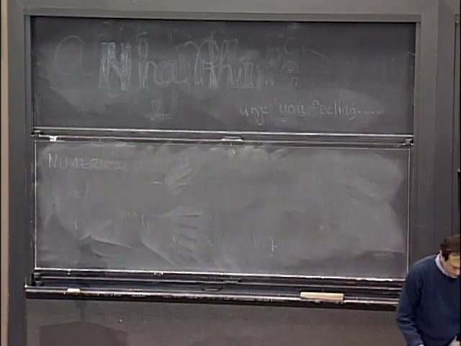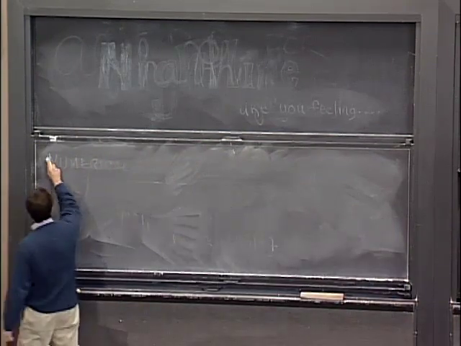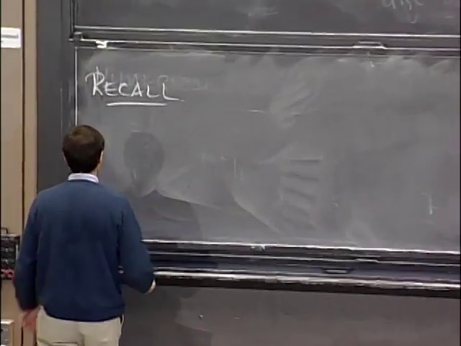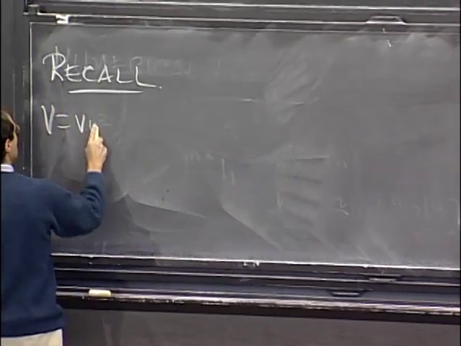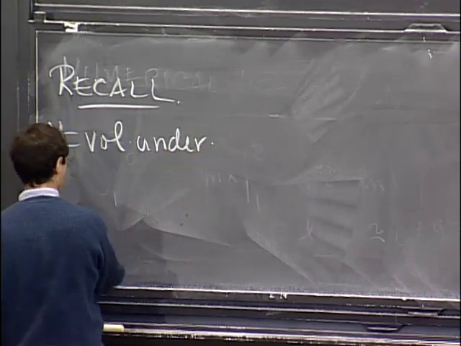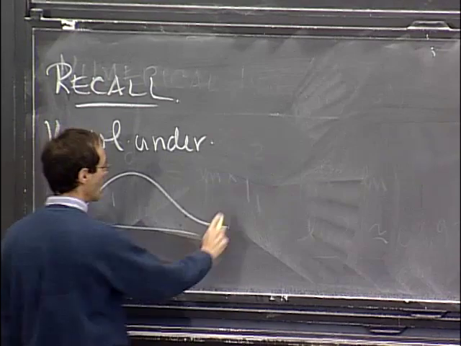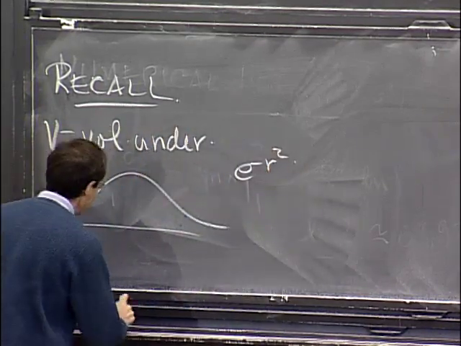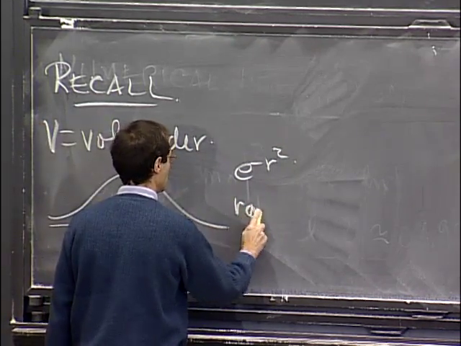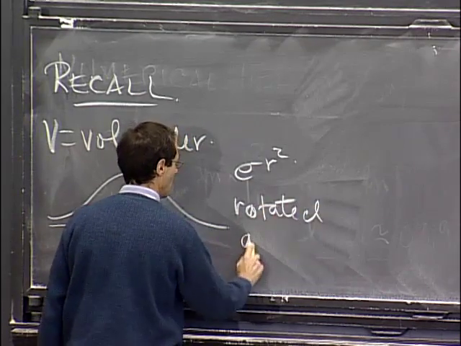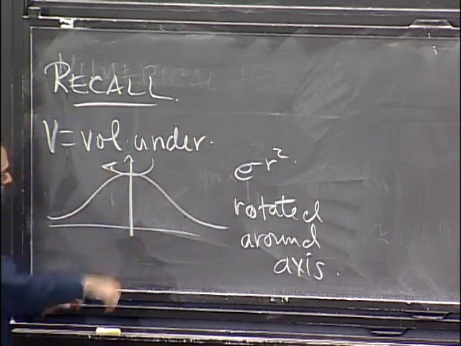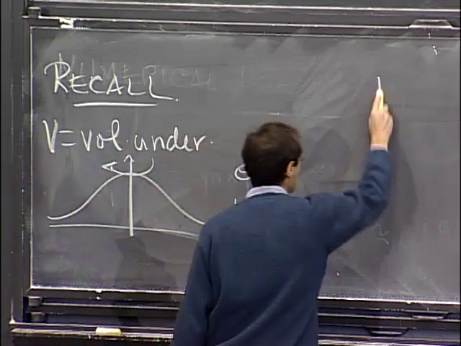or adding up. So the first step, which is just something that we already did, was that we found the volume under this curve, this bell-shaped curve, e to the minus r squared, but rotated around an axis. Okay? Rotated around this axis, around this way. All right, so we figured that out, and that was a relatively short computation.